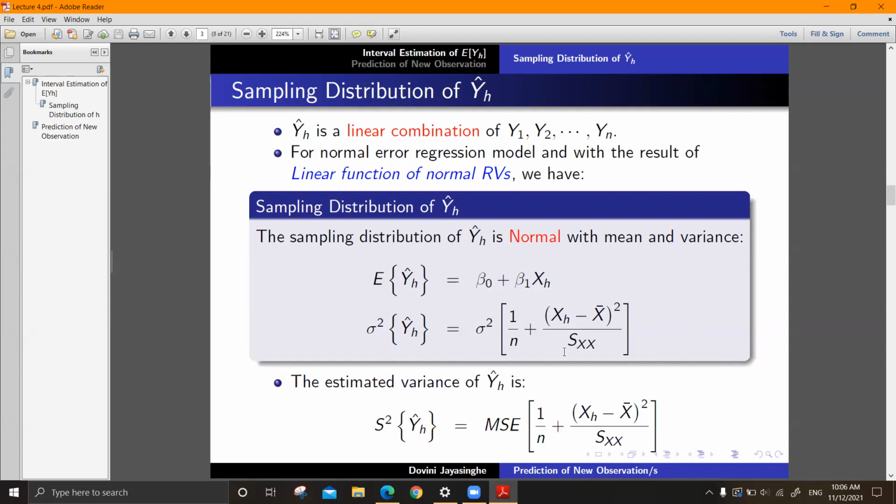The estimated variance of Yh hat, why are we giving this? Because we don't know, this is a parameter. Sigma squared is a parameter, population parameter. So we have to estimate this. Estimation of this, that means sigma squared of Yh hat, the entire thing hat. We are not going to incorporate too many hats in one, so we used this notation. You should be familiar with this notation by now because we used this before.